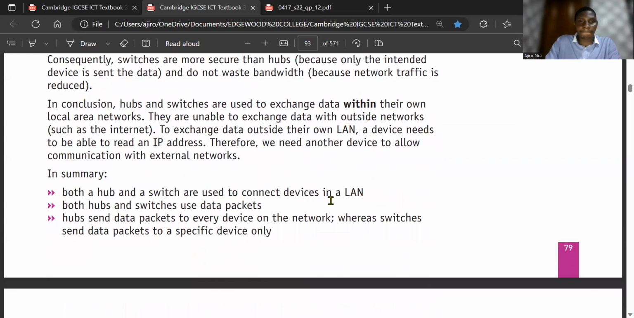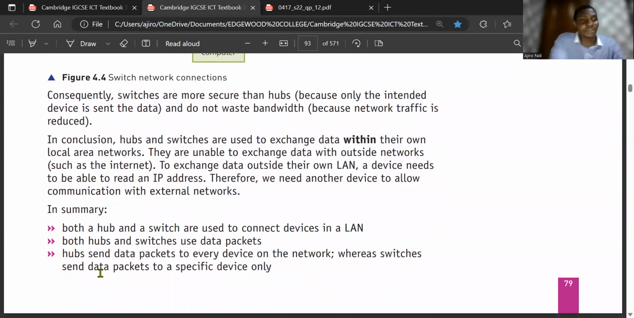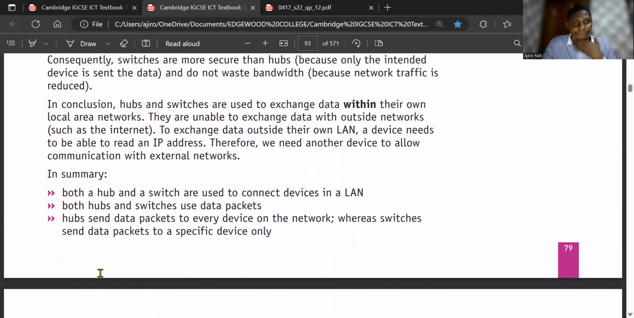Now, it is more secure than a hub, and we've talked about the reason why. In conclusion, hubs and switches are used to exchange data within their own world, the local network. You can also go to the summary, which is going to help you with what I've explained.